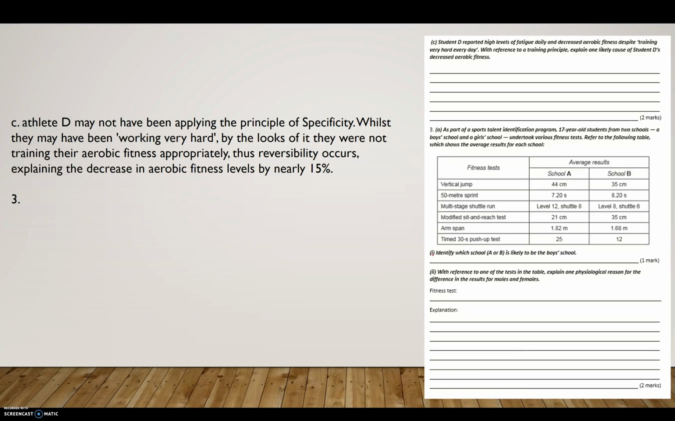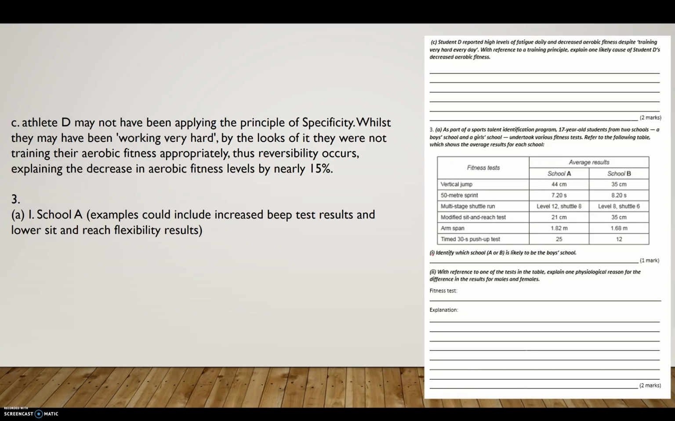All right, so next we've got a talent ID program for 17-year-olds from 2 schools, a boys' school and a girls' school. So we can see the different results there. Identify which school, A or B, is likely to be the boys' school. So school A, and examples could be the beep test results, lower sit and reach flexibility results. So I think everyone got that right, which was good. So 1 mark for that.